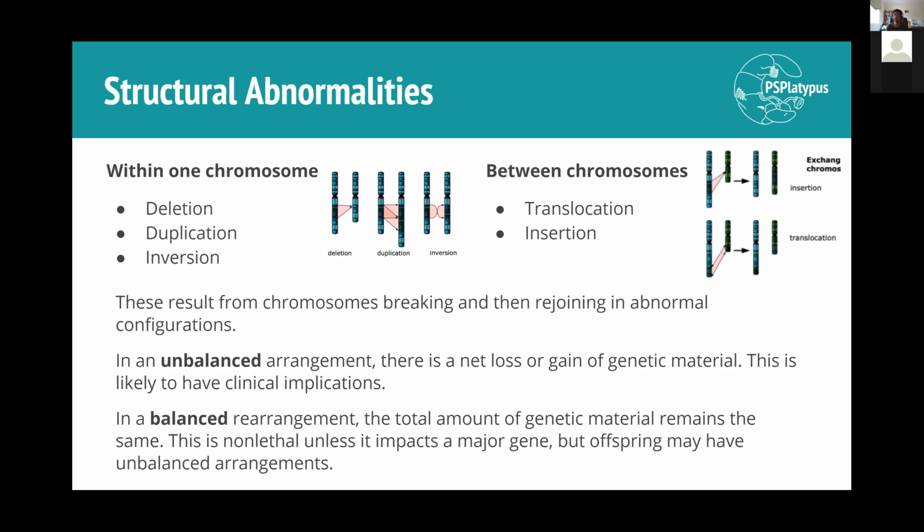If we lose genetic material, then we might lose an important gene, and then you're in big trouble. We can also have a gain of genetic material, which can have its own issues, even though we technically have all the genes we need and more. In a balanced rearrangement, neither of those happen. We don't have a loss or gain. We have the same amount of genetic material, it's just in a different organization. This is usually okay, but there are 2 issues with it.